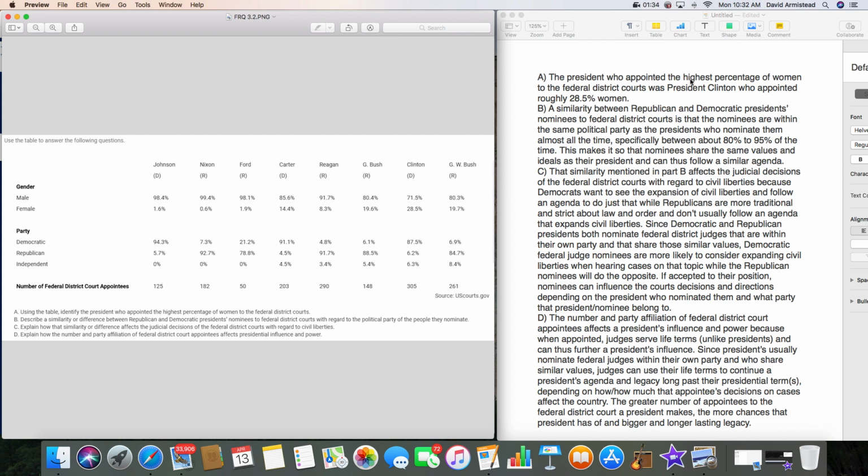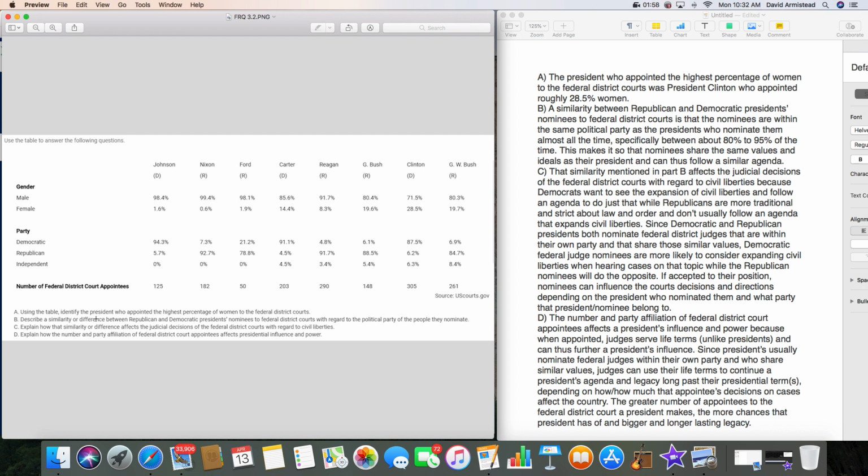The president who appointed the highest percentage of women to the federal district courts was President Clinton, who appointed roughly 28.5% of women. Perfect. All right. You don't need more than a sentence there. It's an identify question. If you guys are writing paragraphs on an identify question, you're going to run out of time. Don't do that. Okay. You can most likely get it in 1 or 2 sentences. This person here has done it in 1 sentence.